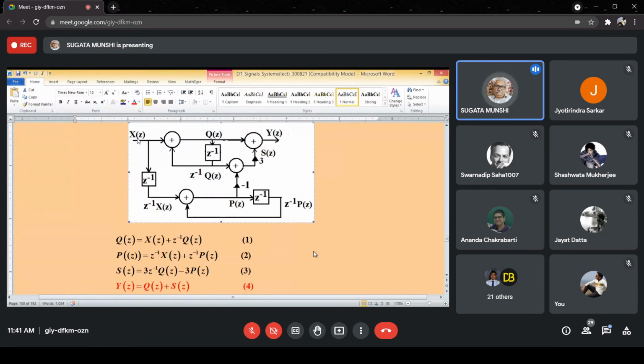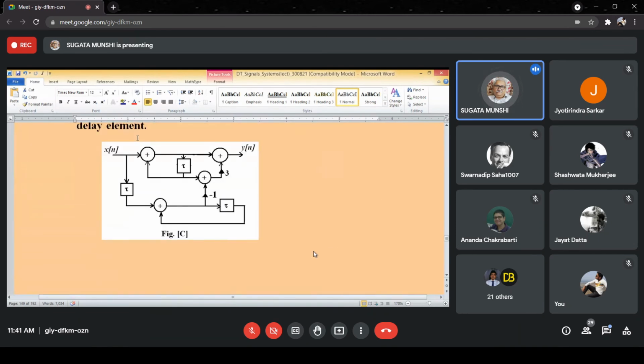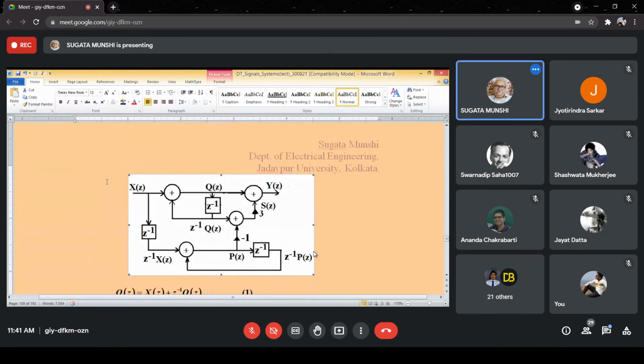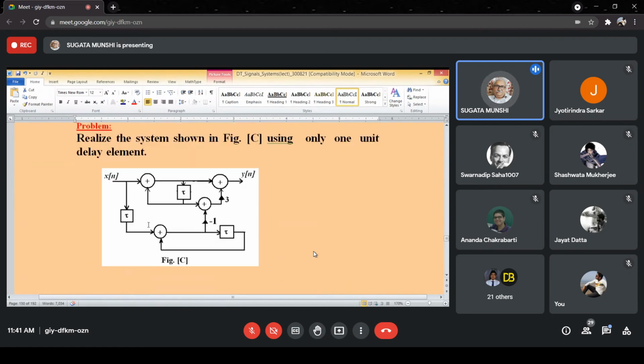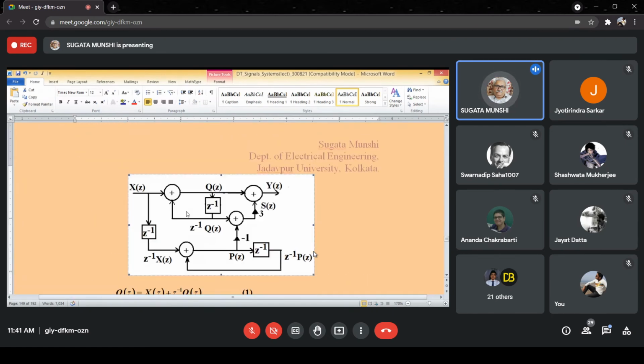So X(z), I have replaced y[n] and x[n] with their z transforms, X(z) and Y(z). Because we have moved on to the z domain, each of these unit delay elements should be replaced by z to the power minus 1. So that's what I have done.